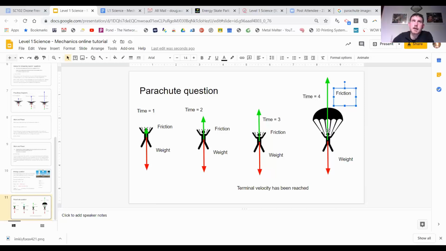As they get slower and slower and slower, that frictional force will decrease because they're slowing down. They're not hitting as many air particles every second. And so the frictional force decreases until it is equal to the weight force, and then a new constant speed or terminal velocity has been reached.